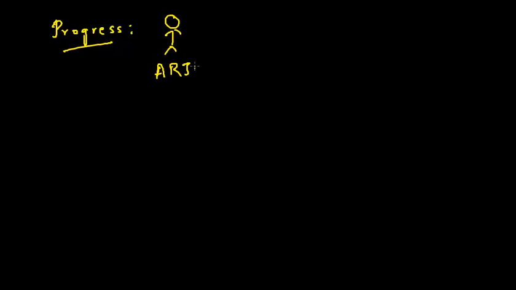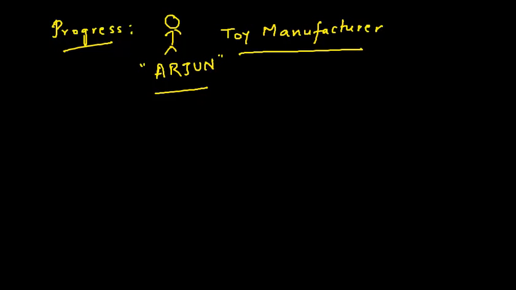Whenever we want to know about our progress, what are the ways we can do it? Progress of, let's say, an individual. There's a guy here, let's call him Arjun. This pretty good guy earns regularly, he produces something. Let's say he's a toy manufacturer. Now if Arjun wants to know how much he is progressing, how will he do it?